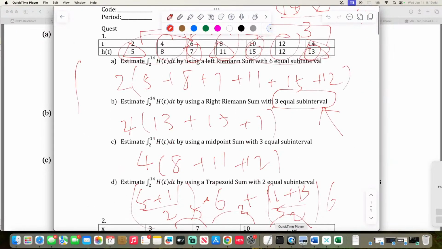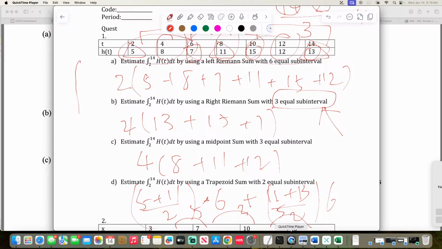The first one, you have to be careful how many subintervals there are. I give you a lot of points, and you have to decide, well, 6 equal intervals, I need to use 6. So it'll be 2 times 5, 2 times 8, 2 times 7, 2 times 11, 2 times 15, 2 times 12.